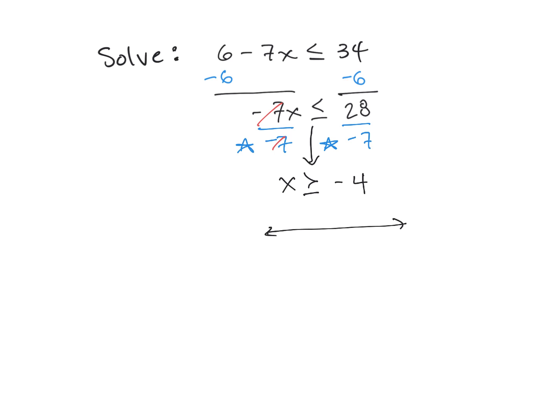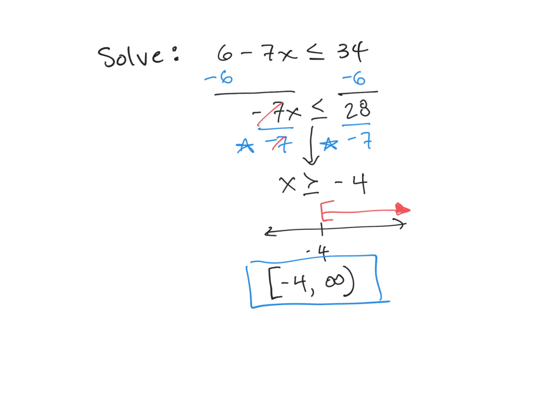Well, if I were to graph this, negative 4 would be about right here. So everything greater than negative 4 would be to the right. And because it's or equal to, in this case, we can include negative 4. We give it a square bracket. So left to right, what's my solution set? It's including negative 4, comma, through or up to positive infinity. Infinities always get parentheses, and that's ball game. My solution set is everything from negative 4 to positive infinity.